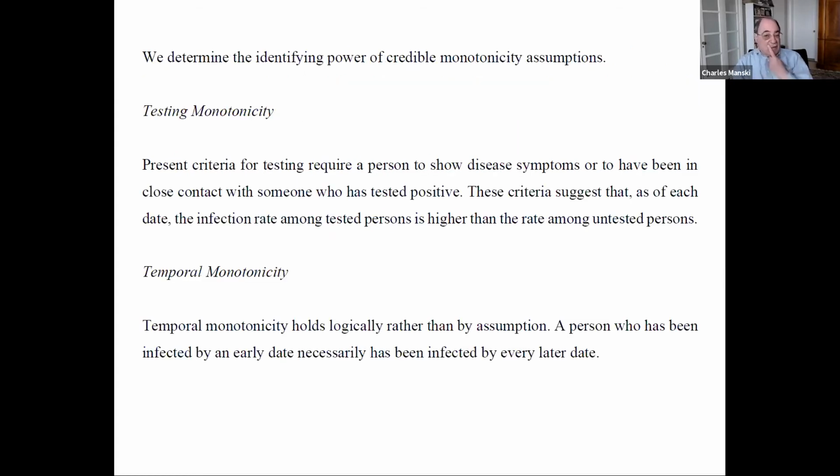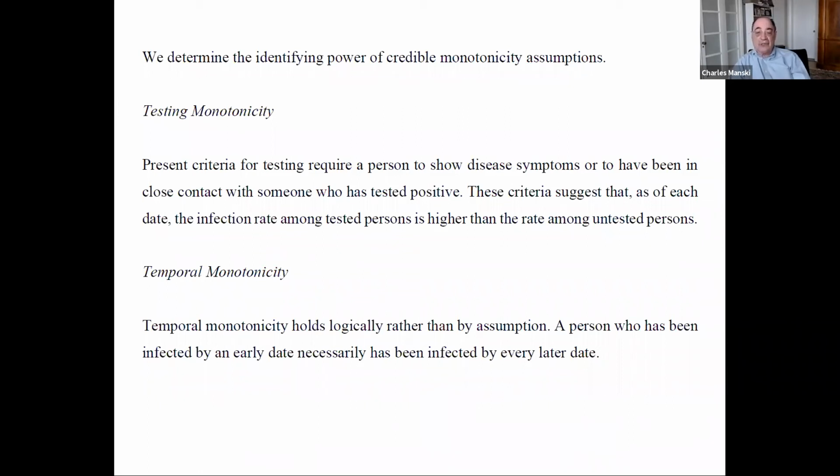Okay, so as I said, we bring to bear two assumptions because the kind of testing that's been done is very non-random, it's very selective. And so the key assumption we use is what we call testing monotonicity, as shown on the slide: the present criteria require a person to show disease symptoms or to have been in close contact with someone who's tested positive.